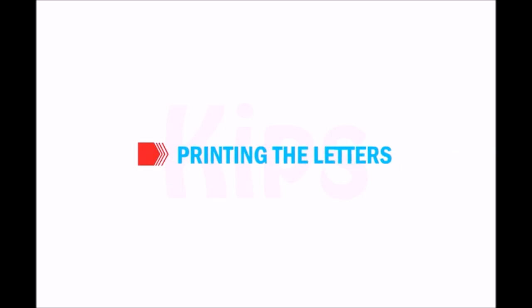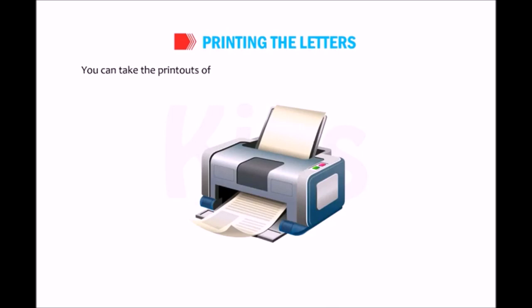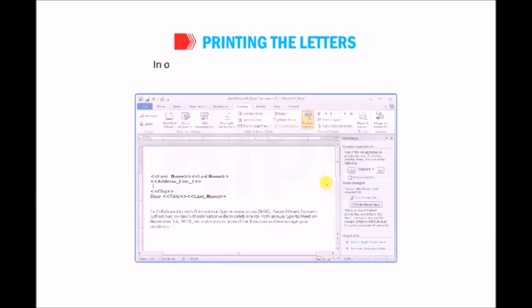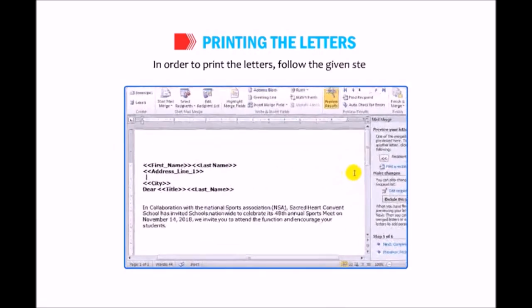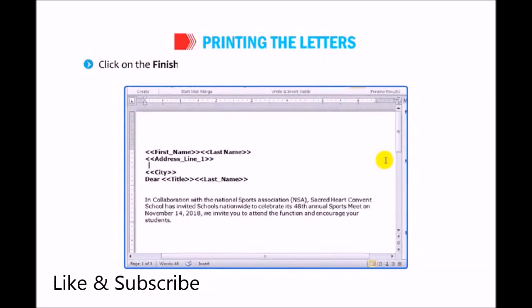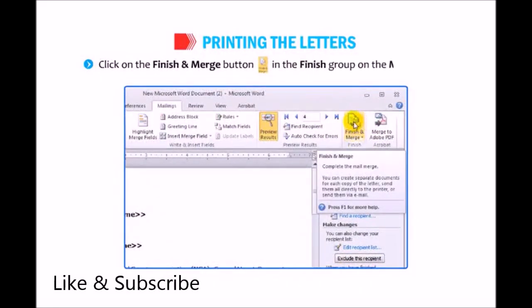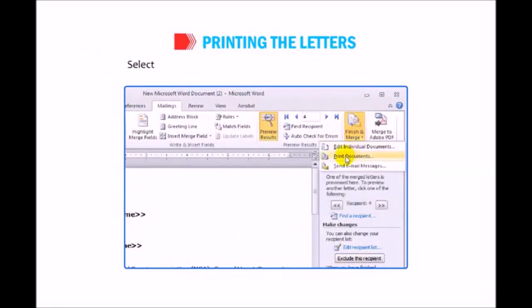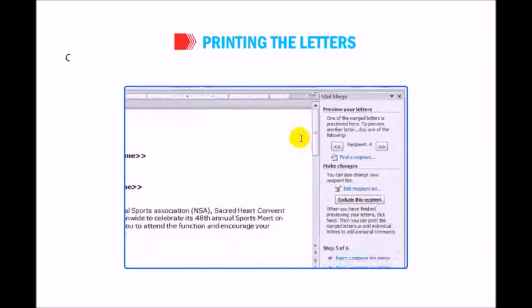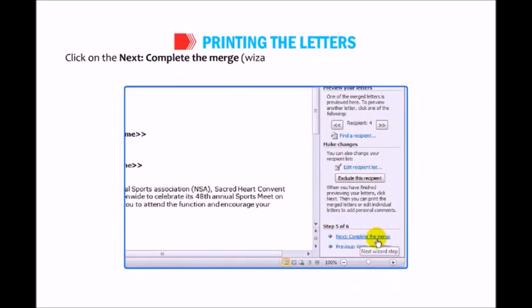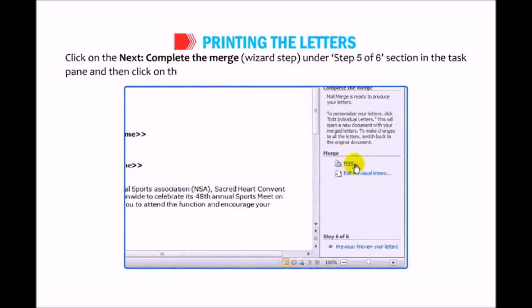Okay, students, let me now tell you how to print the letters. You can take the printouts of your letter with the merged data of your data source. In order to print the letters, follow the given steps. Click on the Finish and Merge button in the Finish group on the Mailings tab. Select the Print Documents option from the drop-down menu. Or click on the Next Complete the Merge wizard step under Step 5 of 6 section in the Task pane and then click on the Print option under the Merge section.